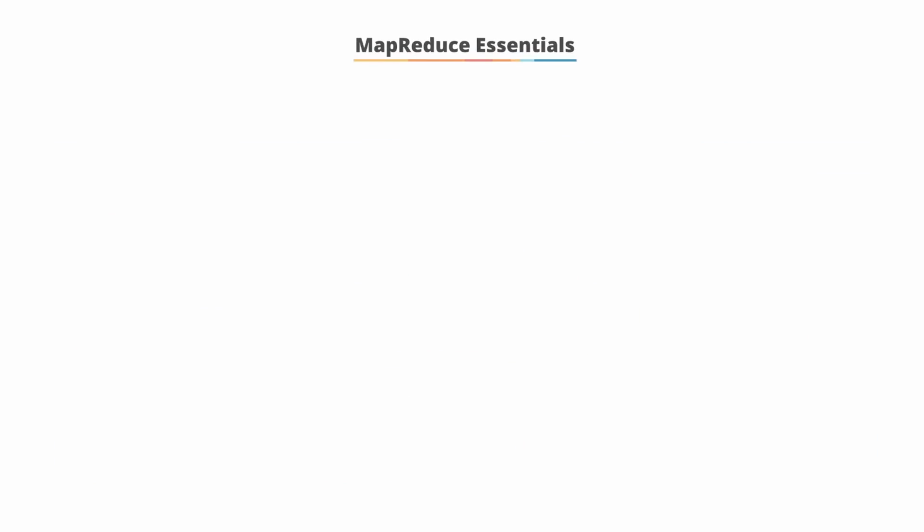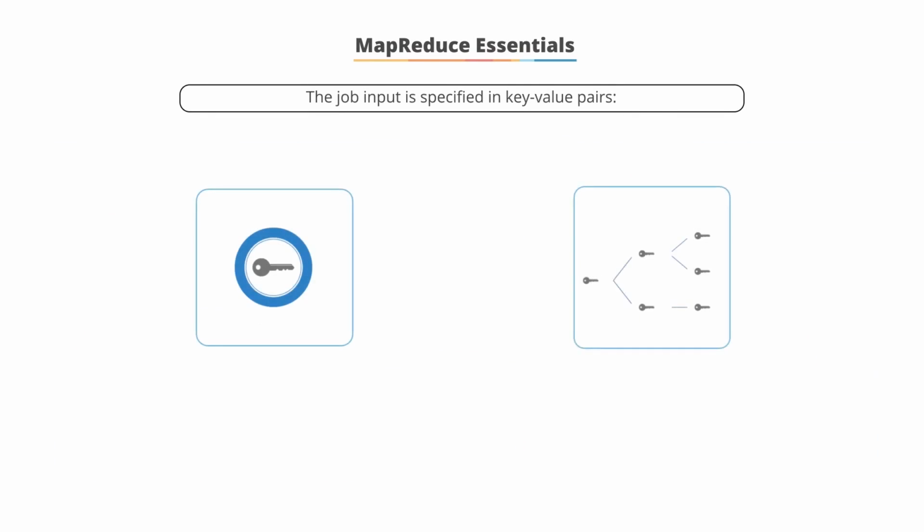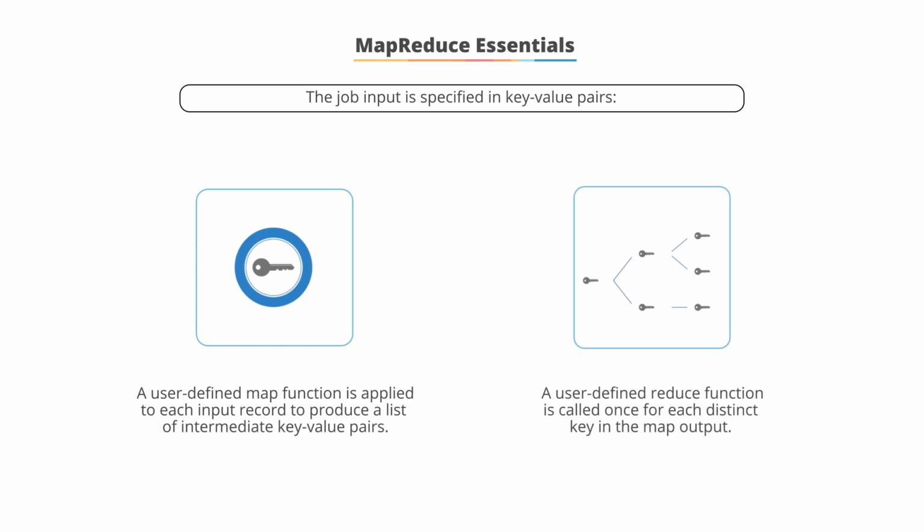The essentials of each MapReduce phase are shown on the screen. The job input is specified in key value pairs. Each job consists of two stages. First, a user-defined map function is applied to each input record to produce a list of intermediate key value pairs. Second, a user-defined reduce function is called once for each distinct key in the map output. Then, the list of intermediate values associated with that key is passed.